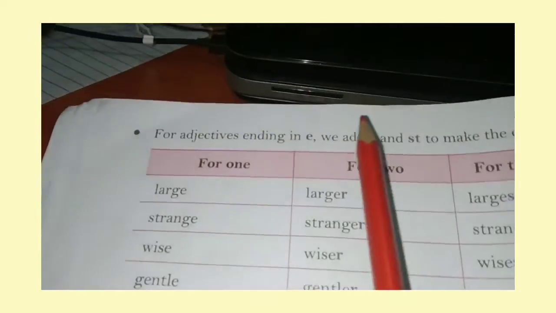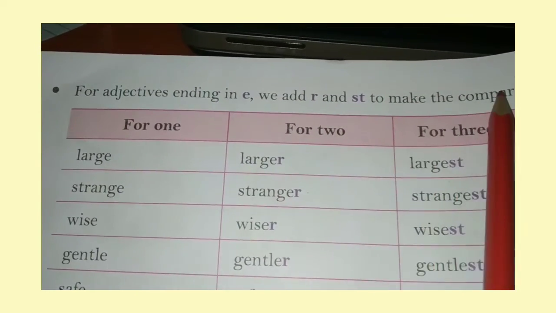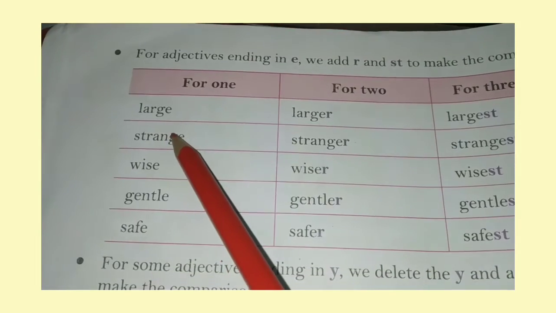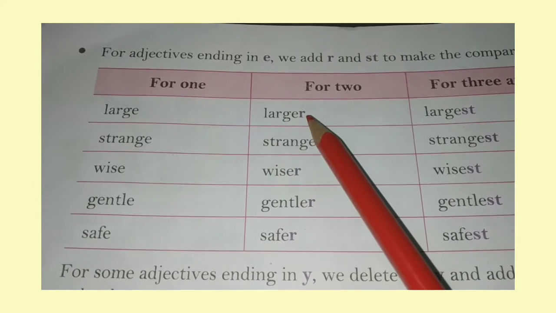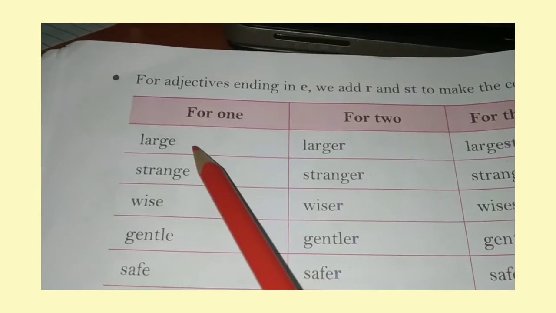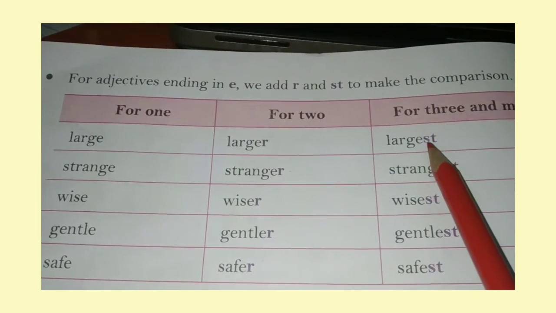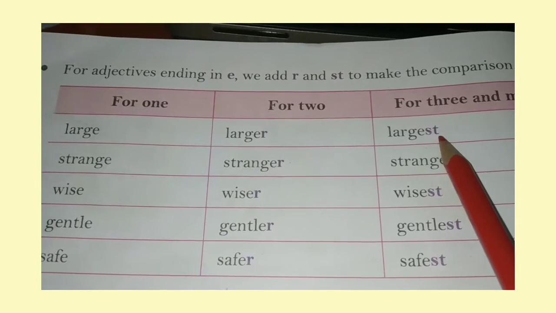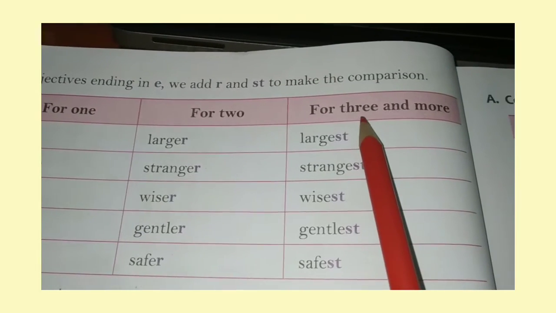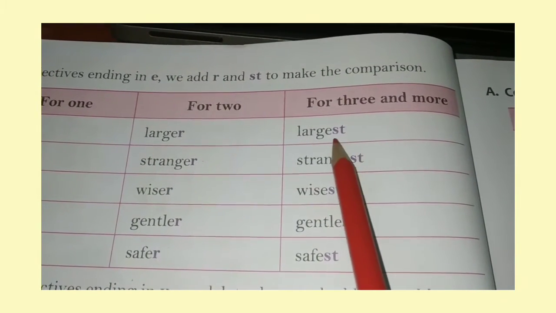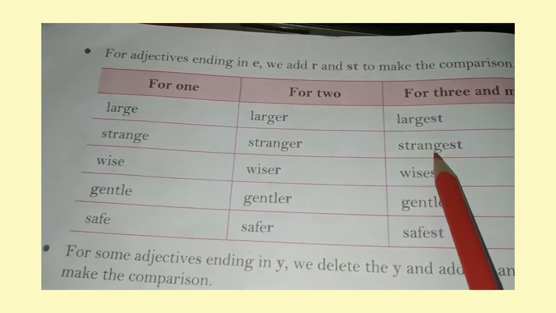Next is, for adjectives ending in e, we add r and est to make the comparisons. Here you can see all the words ending with e. You just add r only, no need to write er again, as the word already ends with e, and for est we add just st. For comparing two things we use r, and for three and more we use est. For example, large, larger, largest, strange, stranger, strangest.